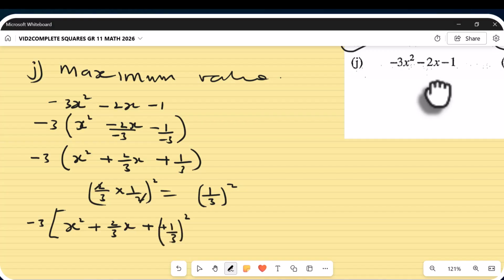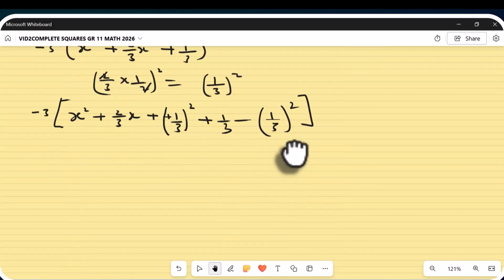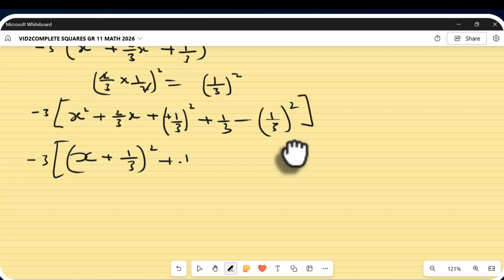Now, the first 3 terms here give us a complete square. In that case, it's going to be x plus 1 over 3 bracket squared. And then we have the negative 3 outside here, don't forget, negative 3. And then in here, calculate now 1 over 3 minus 1 over 9. What do you get in that case? Calculators, what do you get? Here I get 2 over 9. That's what I get here. So I get here 2 over 9.